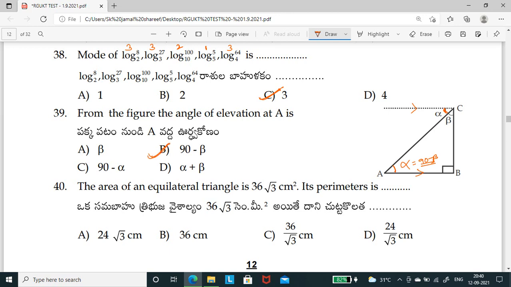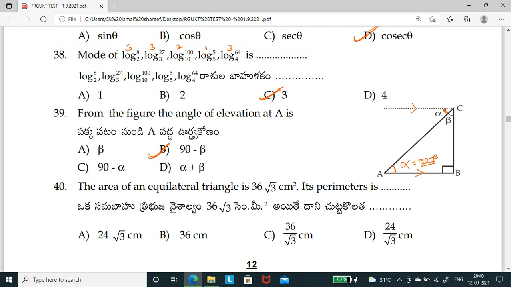Next, the area of an equilateral triangle is 36 root 3 centimeter square. Already we know the formula, root 3 by 4 a square is equal to 36 into root 3. So this root 3 gets cancelled. So a square is equal to 36 into 4. From this a is equal to 36 means 6, 4 means you can take 2. So it is nothing but 12. So a is equal to 12 centimeters. But what did he ask? Perimeter. So perimeter is nothing but 3 times a. So 3 into 12, 36 centimeters. Hence the perimeter of the triangle is 36 centimeters.